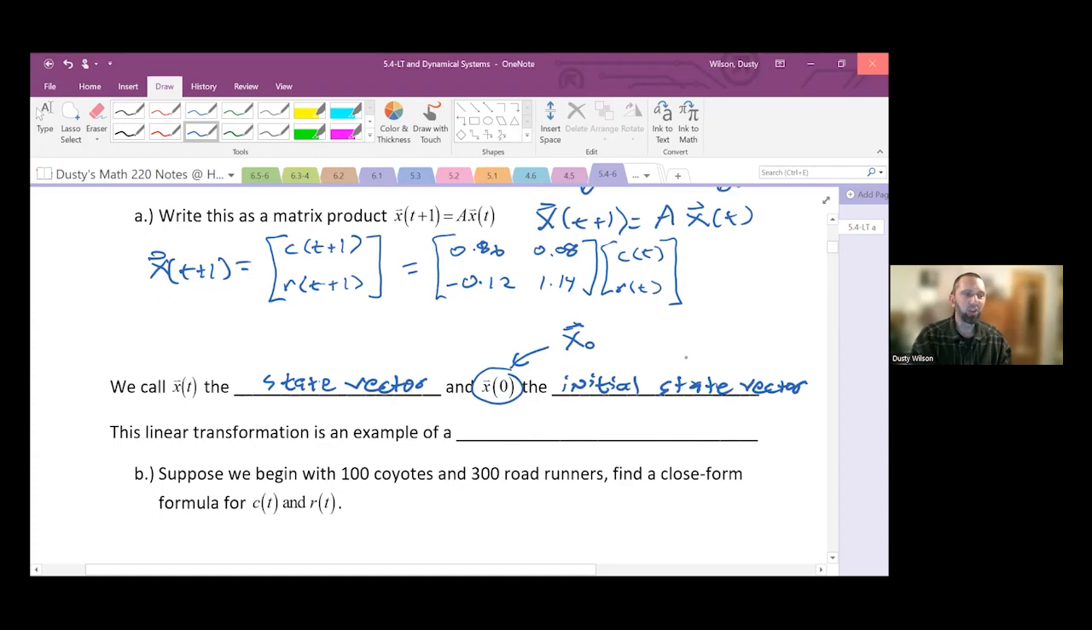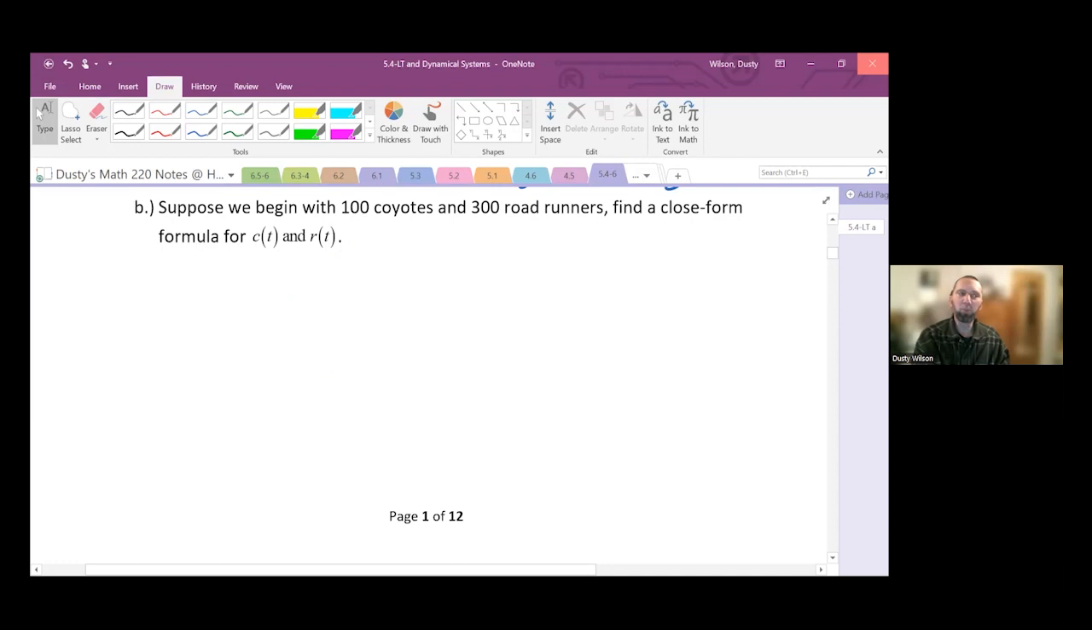This linear transformation is an example of what's called a dynamical system. It's dynamical because it's changing. It's a system because we're looking at the roadrunners and the coyotes and how they work together kind of as a whole system within this population. Suppose we begin with 100 coyotes and 300 roadrunners. Find a closed form formula for C of t and R of t.